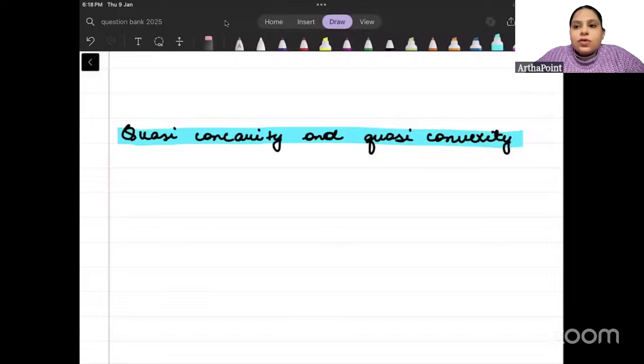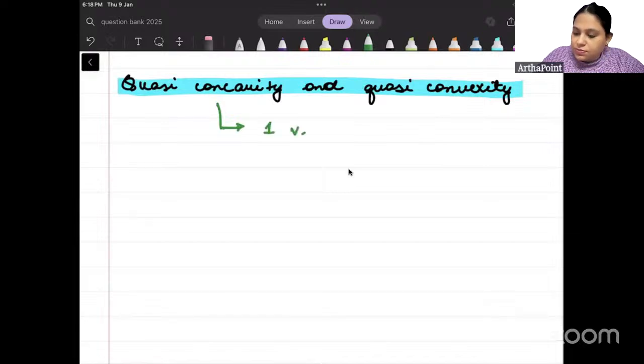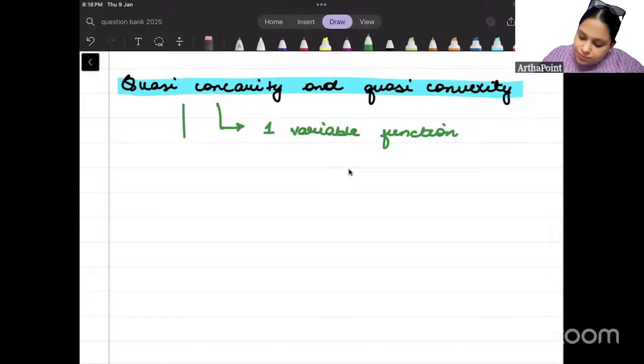Majorly speaking, whenever we talk about quasi-concavity and quasi-convexity, we want to deal with two kinds of questions here. One, which is a one variable function, and two, which is a two variable function.